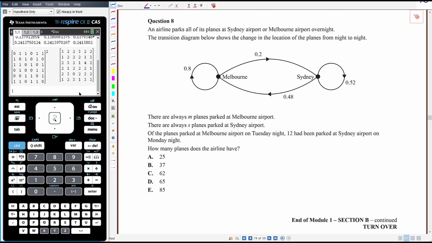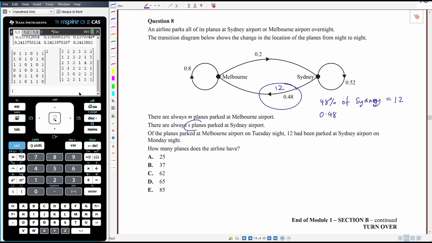There are always M planes parked at Melbourne Airport, and there are always S planes parked at Sydney Airport. Of the planes parked at Melbourne Airport on Tuesday night, 12 had been parked at Sydney Airport on Monday night. How many planes does the airline have? Okay, so what we know is that the number that went from Sydney to Melbourne was 12 planes. Okay, so that means that 48% of Sydney's planes is equal to 12. So that is 0.48.